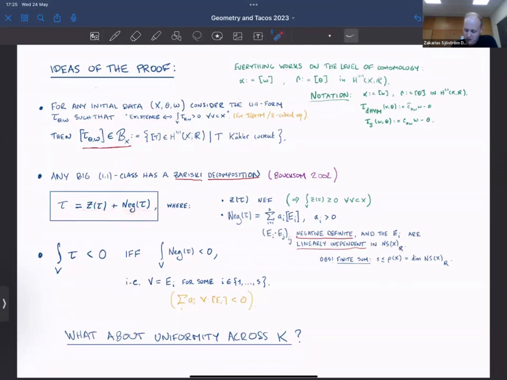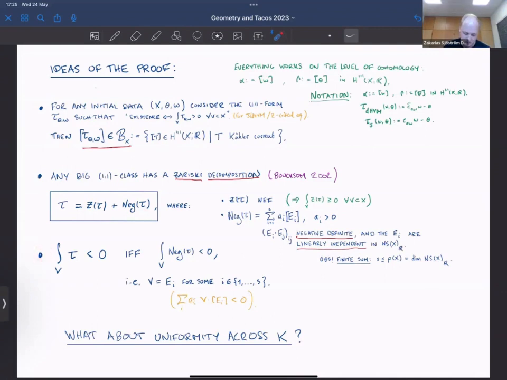And the negative part is a finite sum like this, involving some curves E_i and some positive numbers a_i, where these curves E_i have some known properties, namely that the intersection matrix is negative definite, and the E_i are linearly independent in the Néron-Severi group. And from this linear independence, you get the bound that the number of curves that you can have is bounded above by the dimension of the Néron-Severi group, which is the Picard number.